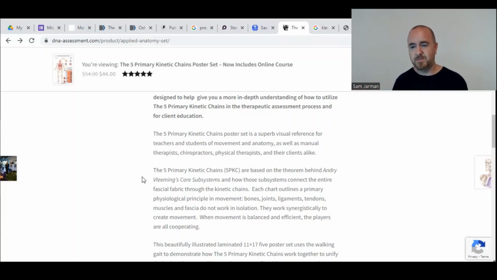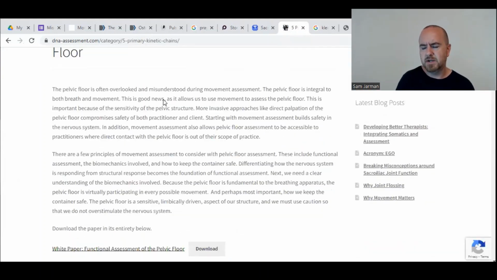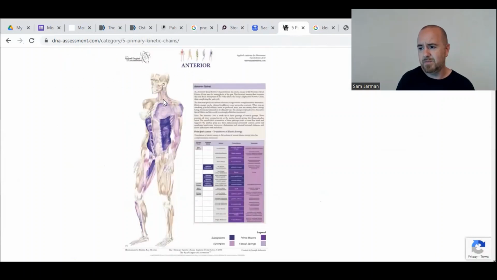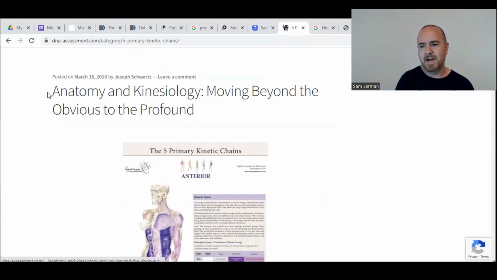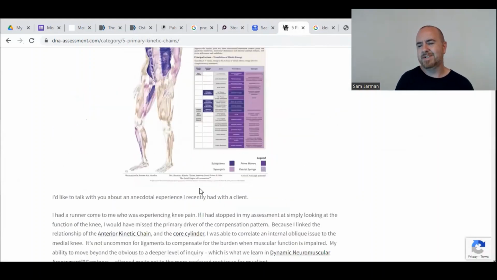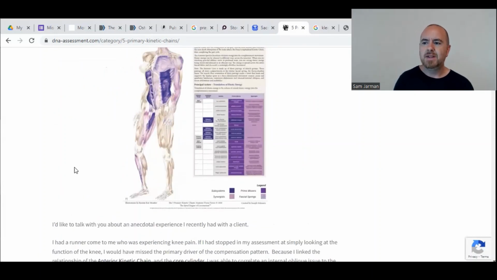It's no duh. Okay, so to move forward with this dynamic neuromuscular assessment concept, there is a set of blogs, white paper, anatomy, kinesiology. Yeah, so just look at this title, Anatomy and Kinesiology, Moving Beyond the Obvious to the Profound. Just the title alone, while possibly, I don't know, aspirational, that's tough, right?